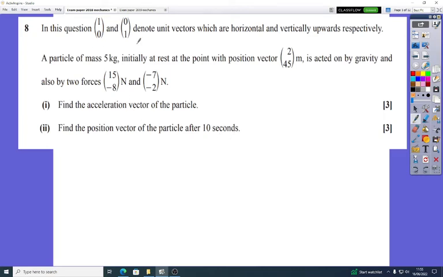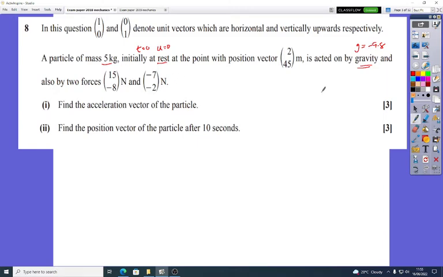So looking at this question, it tells you those are horizontally and vertically upwards representing. Now, a particle of mass 5 kg initially at rest when t equals 0, u equals 0. At that point, this is the position vector. Gravity, so remember g we're going to use minus 9.8, and that's what acts on this, also these forces.